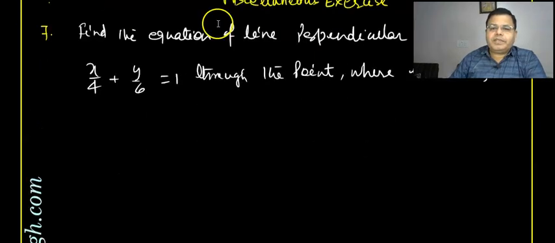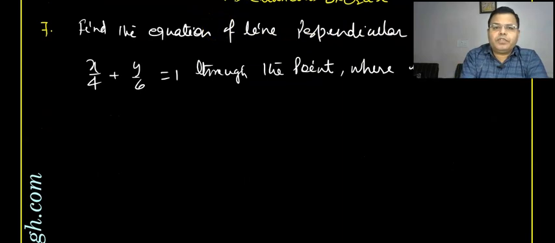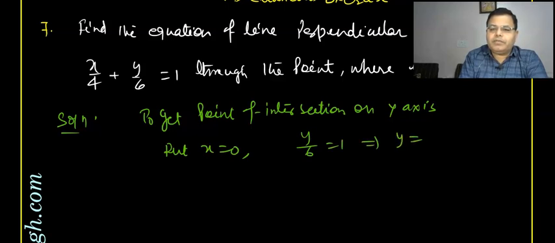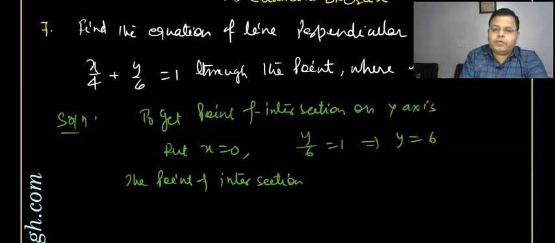To get the point of intersection on the y-axis, we will put x is equal to 0. So the solution: to get the point of intersection on the y-axis, put x is equal to 0. Therefore y by 6 is equal to 1, or y is equal to 6. So the point of intersection is (0, 6). We have to find the equation of the line perpendicular to this line and passing through (0, 6).